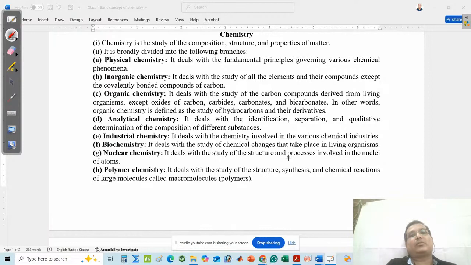You know very well about nuclear fission and fusion. Such types of chemistry are generally related to nuclear chemistry. Here you can say that it deals with the study of the structure and processes involved in the nuclei of the atoms.